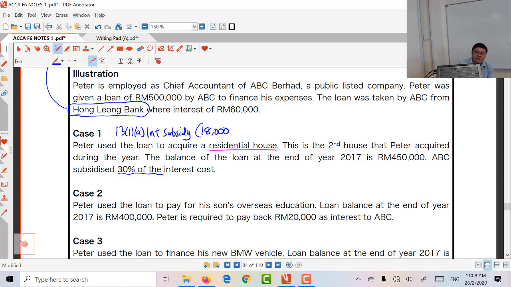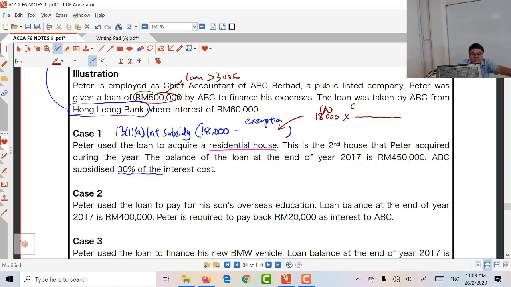Then you get an exemption, you see, because the loan was used for buying a house. So the question now is, how much is the exemption? Because the loan is already more than $300,000, you have to use the formula. The formula is A, A is 18,000, because A is the subsidized interest. Multiply with B over C.